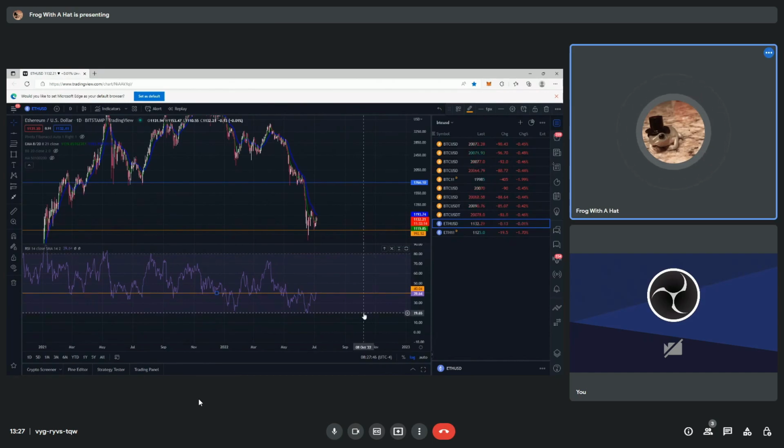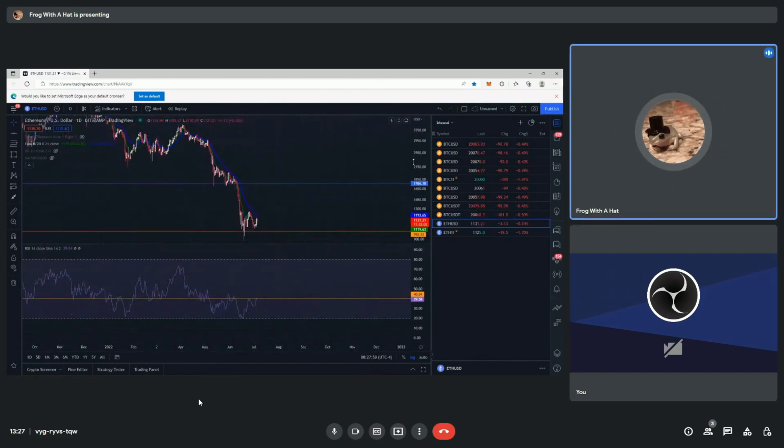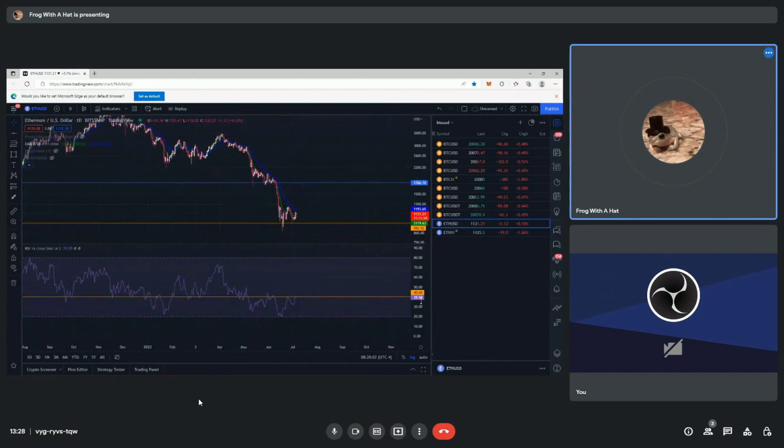Everything under the 20 is oversold, means there's a lot of selling happening and this might start to roll over and go up. Feel me? Yeah. So how do you link that to the candles?